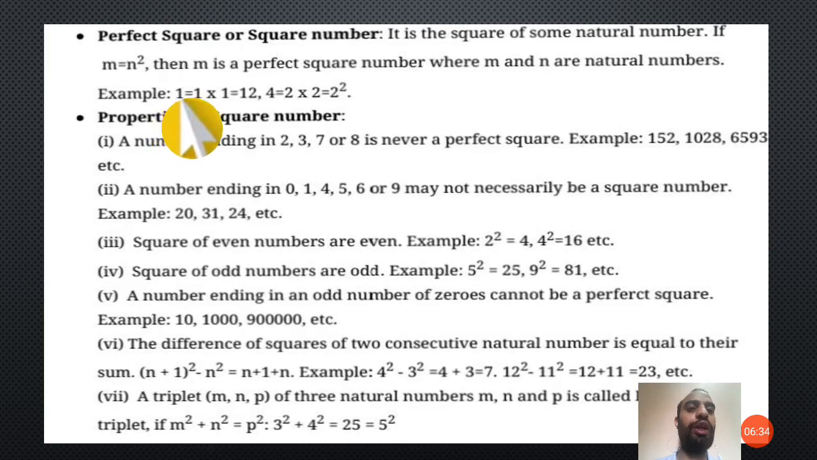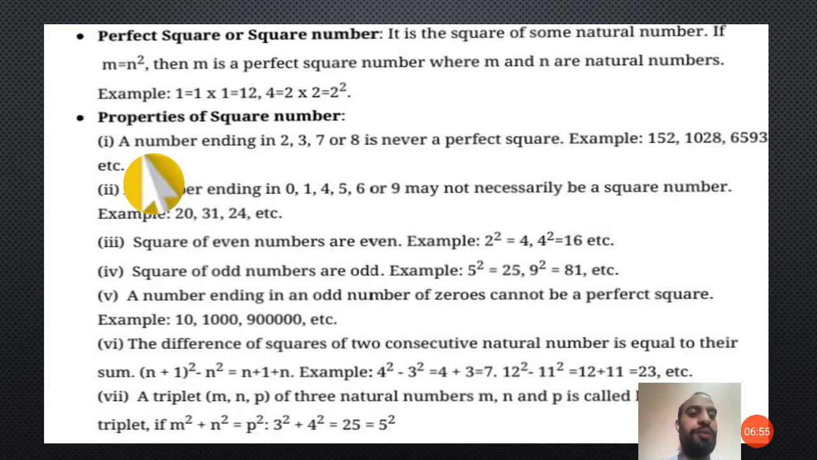For example, 1 into 1 becomes 1. Now if we take a second example, 2 times 2 is 4, so it becomes 2 raised to power 2. This is very important to understand. Now the very next important part is the properties of square numbers.